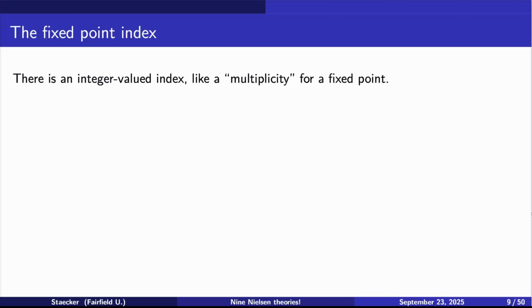And in this simple example, in dimension 1, it's very easy to talk about the index. It just is related to the orientations when the graph passes through the diagonal. So if it's going down like this, then that's a +1. If it's going up, then it's a -1.